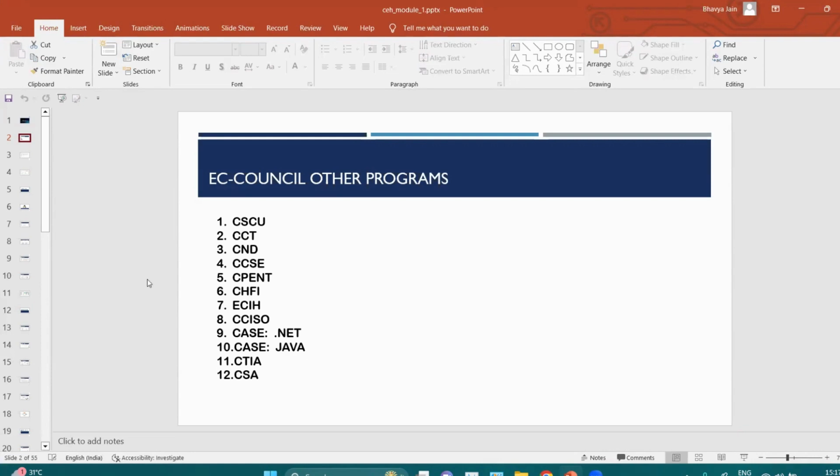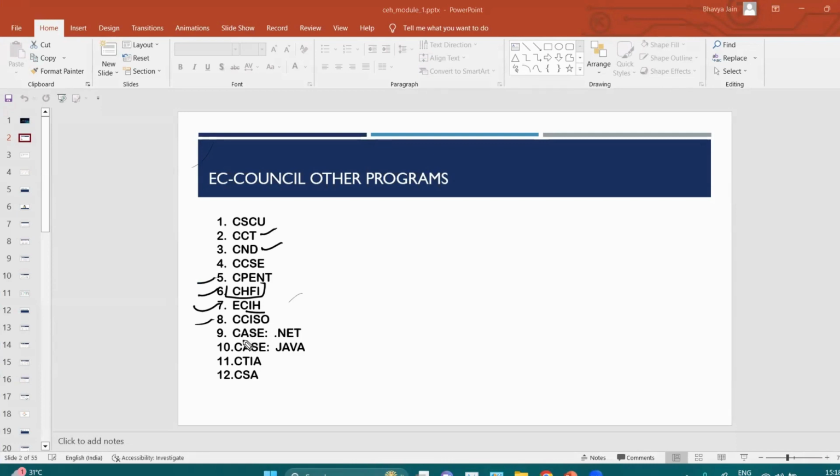Apart from CEH, EC-Council provides other programs. We have CSCU, which is Certified Secure Computer User, and then we have CCT, which is Certified Cybersecurity Technician. Then we have CND, which is Certified Network Defender. Then we have CCSE, which is Certified Computer Security Engineer. Then we have CPENT, this is for penetration testing. CHFI, this is for forensics. ECIH, this is for incident response, like incident handler. CCISO, which is for Chief Information Security Officer.